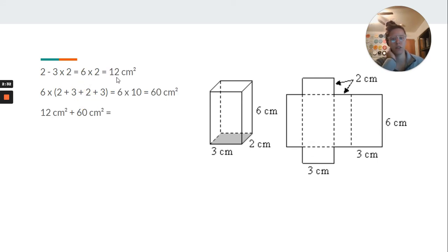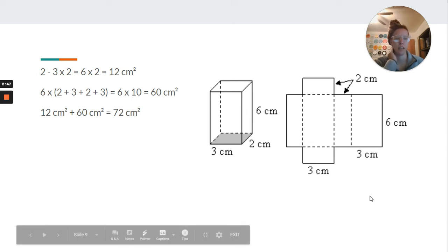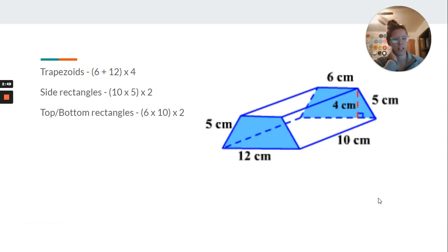So 6 times 2 is 12. 6 times 10, which is what all these add up to, is 60. So 12 plus 60 is 72 centimeters squared. So the surface area of this rectangular prism is 72 centimeters squared. Okay. Next, this is called a trapezoidal prism. All right. And these would all be considered a regular rectangular prism, a regular trapezoidal prism.